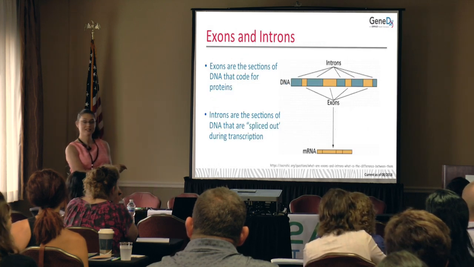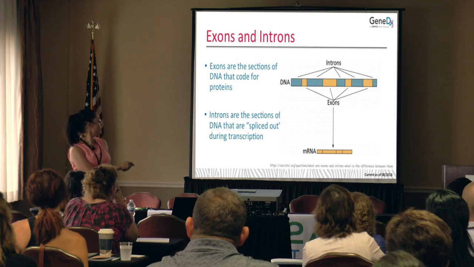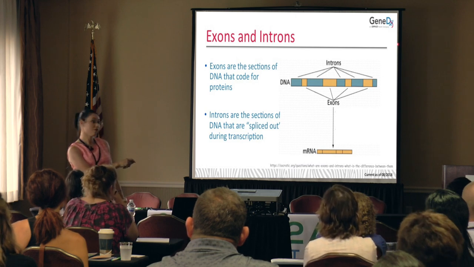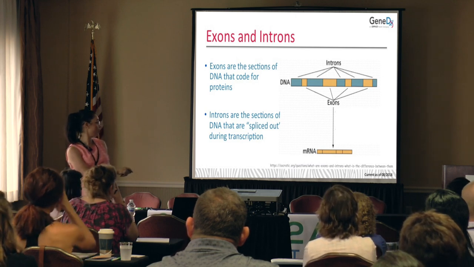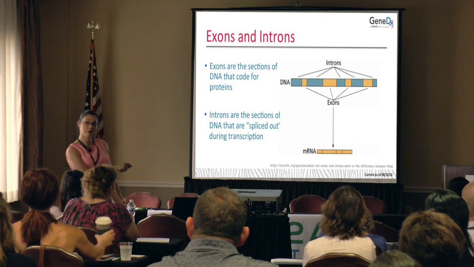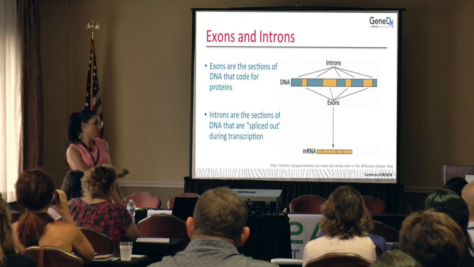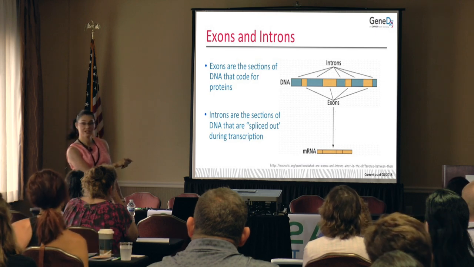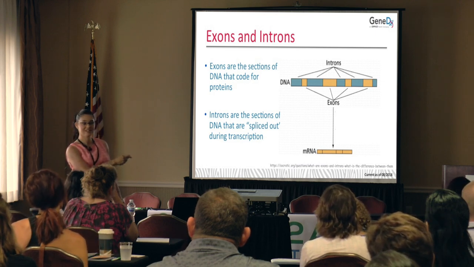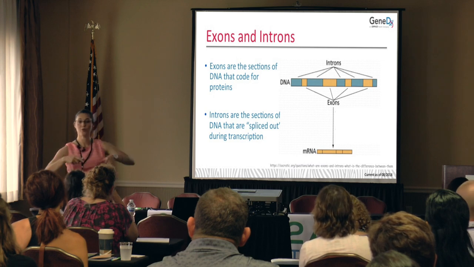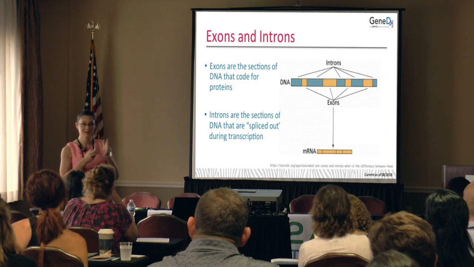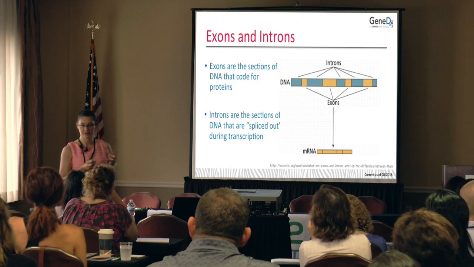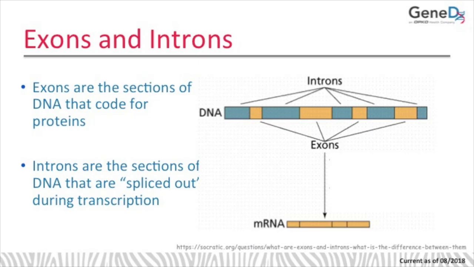There's a neat process that happens where only certain sections of the DNA are incorporated into the messenger RNA. So you see here only the yellow parts are incorporated. And the rest of it, the blue, we call those introns. Those are spliced out. We call it splicing. They're removed. It's all by cellular machinery we have around our bodies.